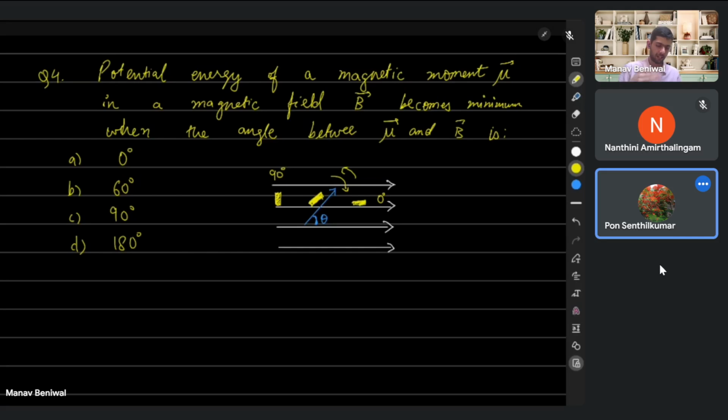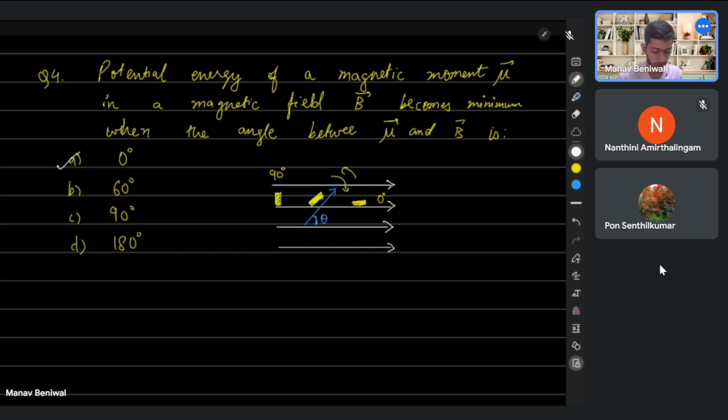And when it is trying to align itself in the direction of the magnetic field, what it means is that any system tries to go towards the lowest energy. So it will always go towards the lowest energy. Every system tries to reduce its energy. So if it is going towards 0 degrees, that means the potential energy is minimum at 0 degrees, right? So the answer will be A.